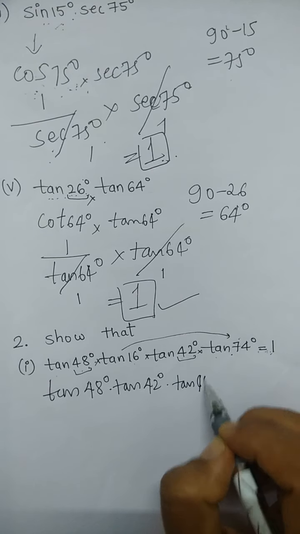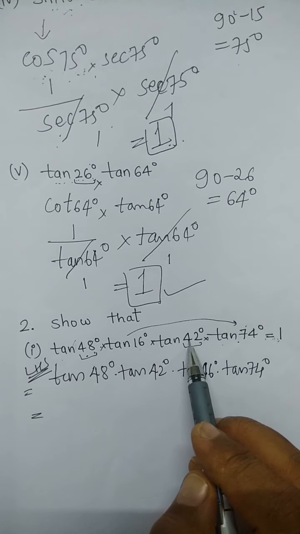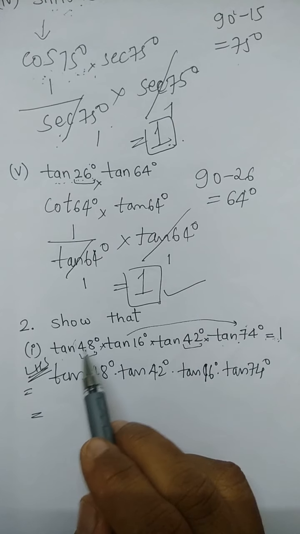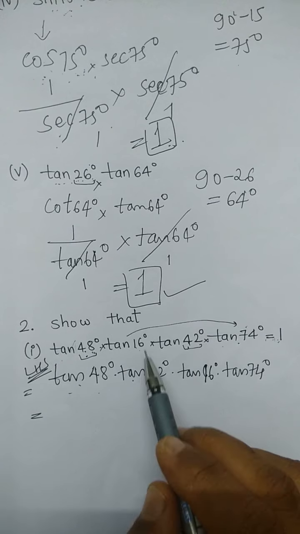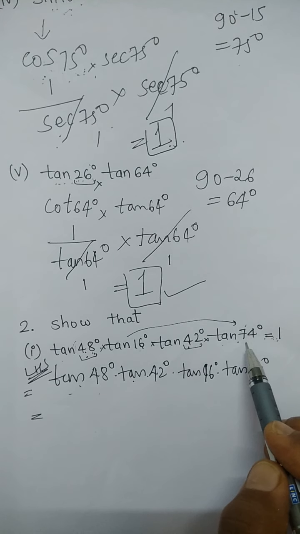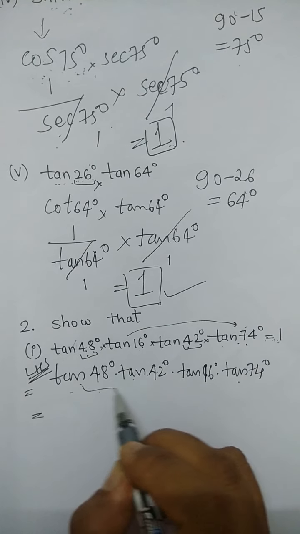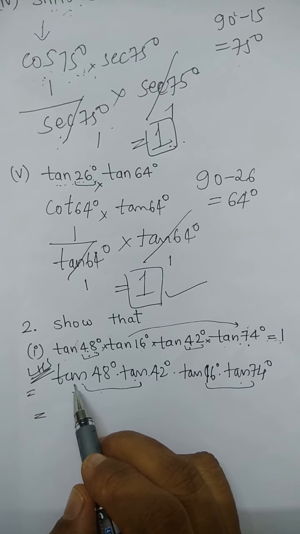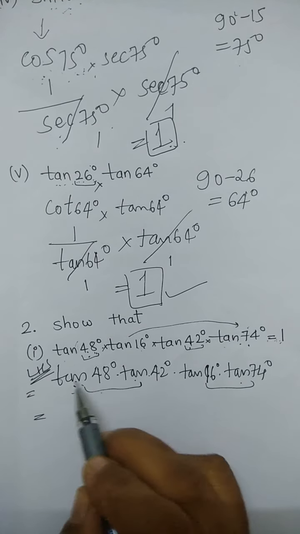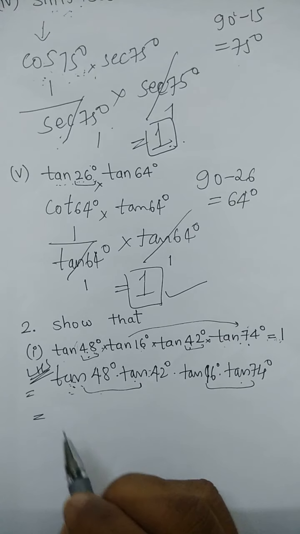Now we have to do some arrangement. What is that arrangement? We have to write such ratios together whose angle measures sum to 90 degree. Like 48 plus 42 gives you 90. So these two you write together. And 16 and 74 gives total 90. So these two ratios you write together. Okay. So out of these two and out of these two you have to transform any one into the complementary ratio. Out of these two, which one you want to transform into complementary ratio? First one. Okay, let us transform.